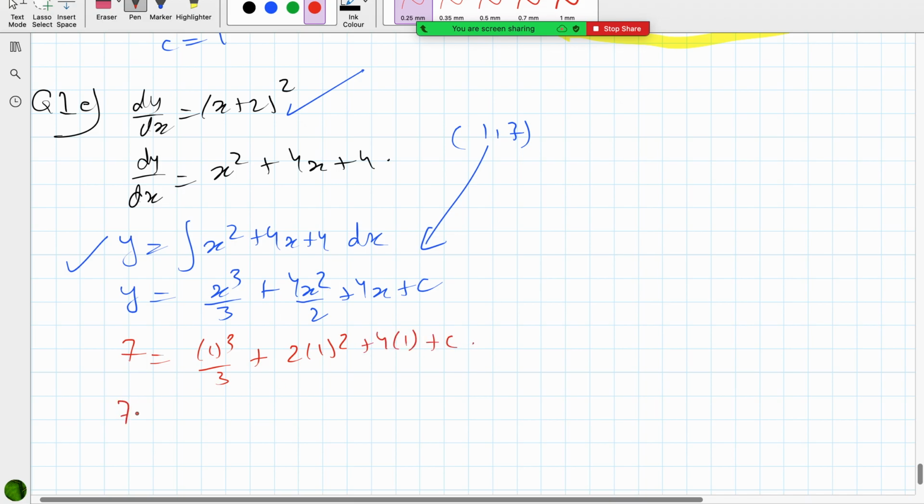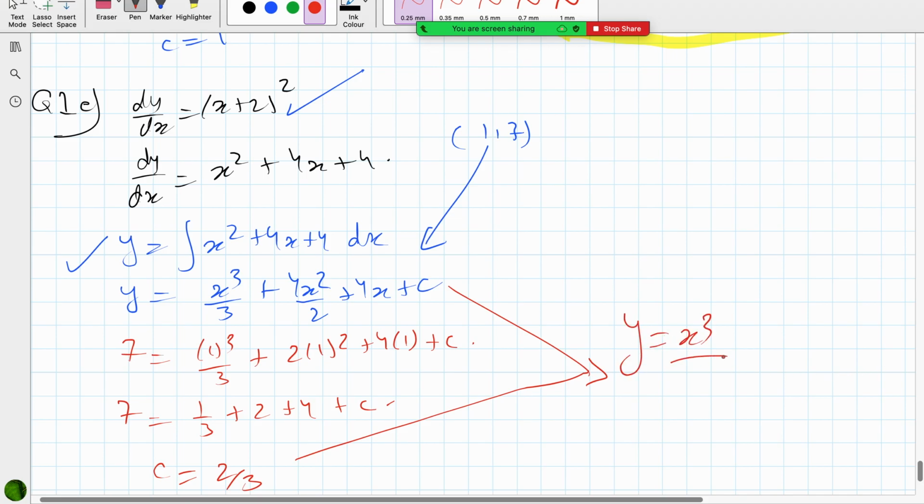and finding c. 7 is equal to 1 by 3 plus 2 plus 4, and using calculator this gives me 2 plus 4 plus 1 divided by 3 is 19 by 3. 7 minus 19 by 3 is 2 by 3. So c is equal to 2 by 3. Now we have the value of c, we know the equation. y is equal to x cube over 3 plus 2x square plus 4x plus 2 by 3. That's done.